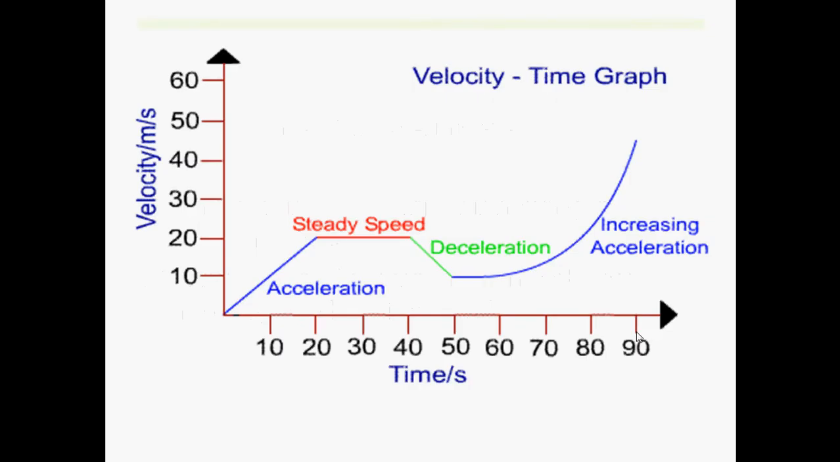So, for example, in this velocity time graph, I have accelerating motion because my line is a positive straight line going upwards. Then I have steady speed, same as saying constant velocity, same as saying zero acceleration, when the velocity of my object does not change over time. And then I have deceleration, when the velocity of my object decreases over time. And then I have an increasing acceleration. Now my acceleration is not constant anymore because my line now is a curve.